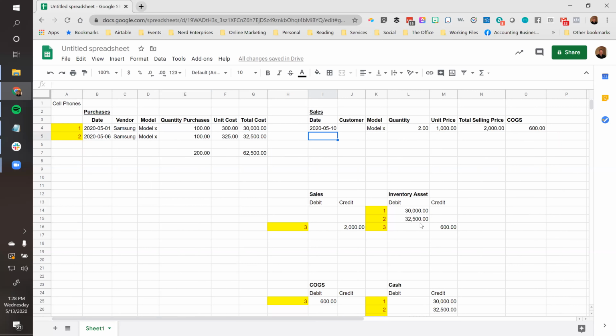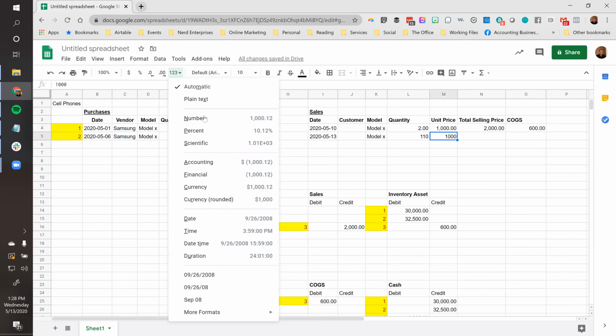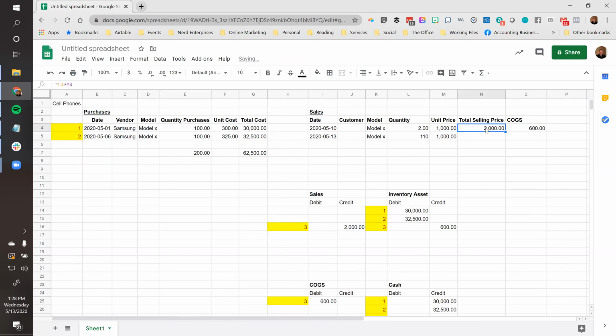So on this date, on the 13th today, Model X, we're selling 110. And let's just say we didn't increase our prices, we just ate the difference based on the increase. Okay. So now our total sales is 110,000, right? It's Christmas time, everybody came in and bought new phones. Okay, so now the big question mark is, what's our cost of goods sold here, right? So let's just kind of fill that in like that for a minute. Now we have to go calculate it.